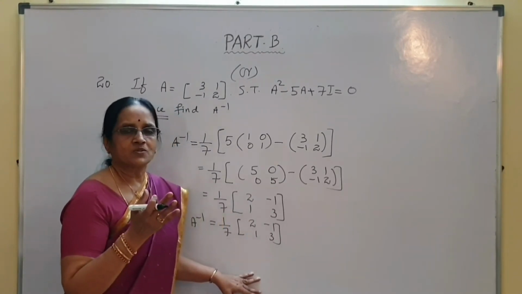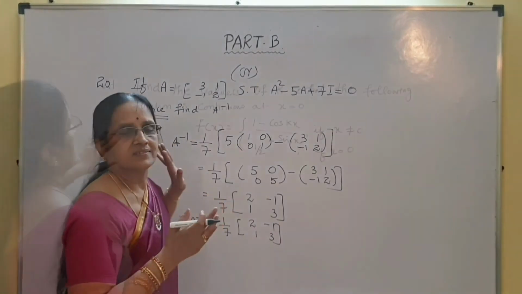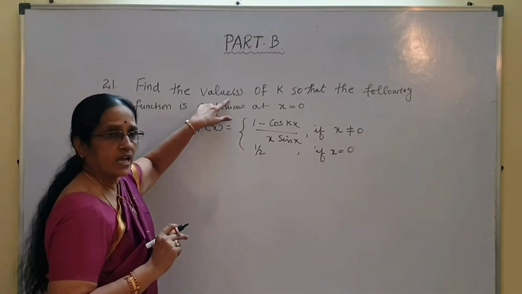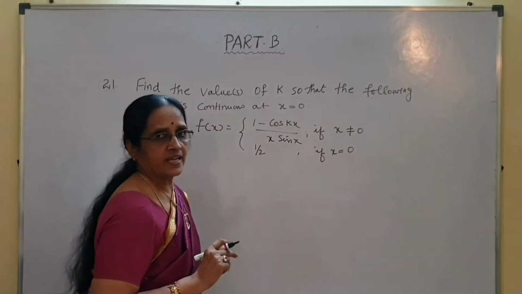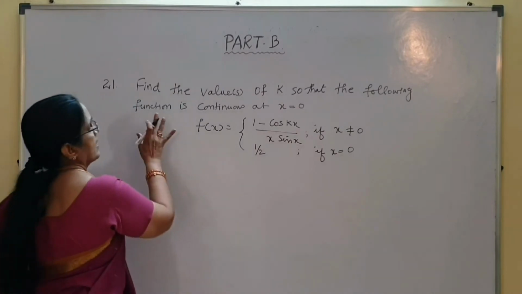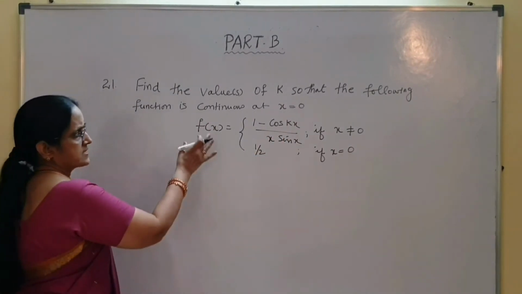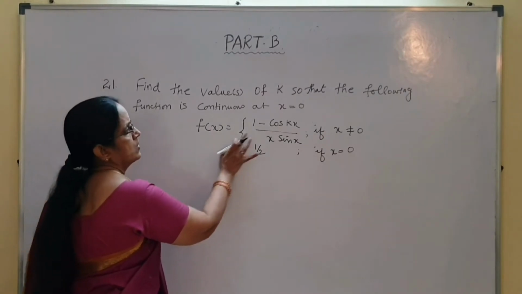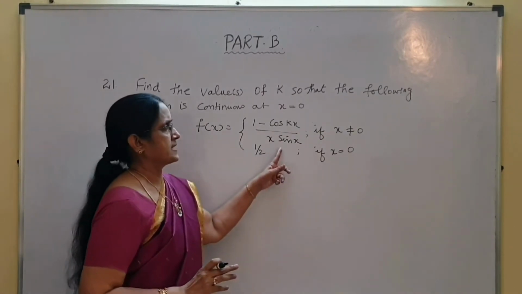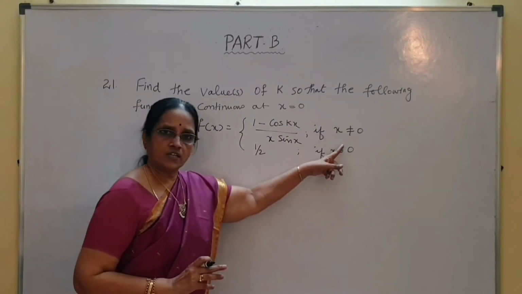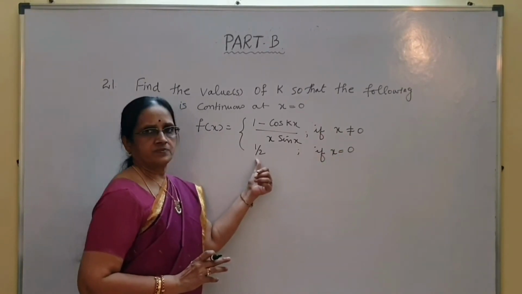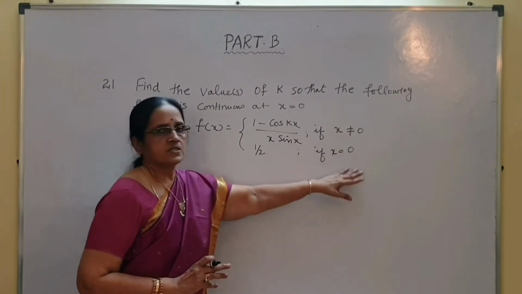Now let us move on to question number 21. Here you need to find the value or values of k so that the following function is continuous at x is equal to 0. The function is given to you as f of x is equal to 1 minus cos kx by x sin x if x not equal to 0, and half when x is equal to 0.